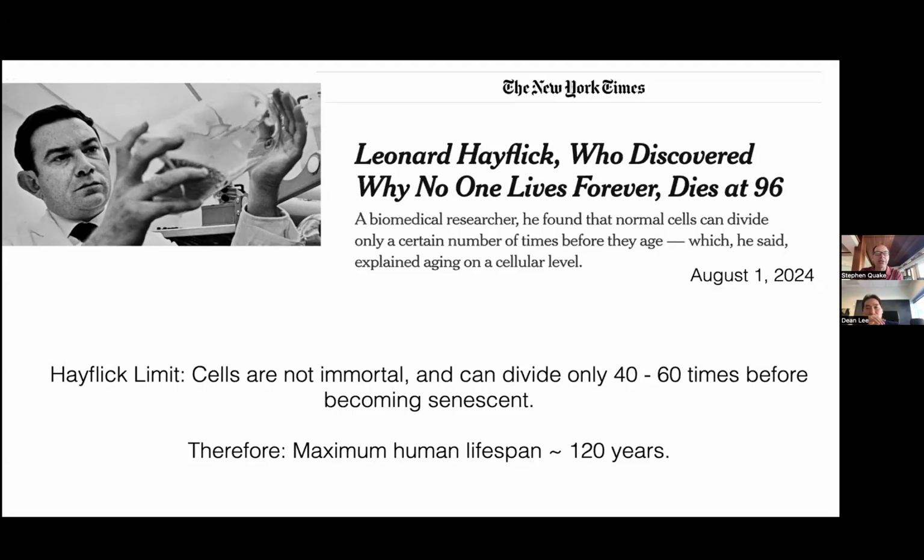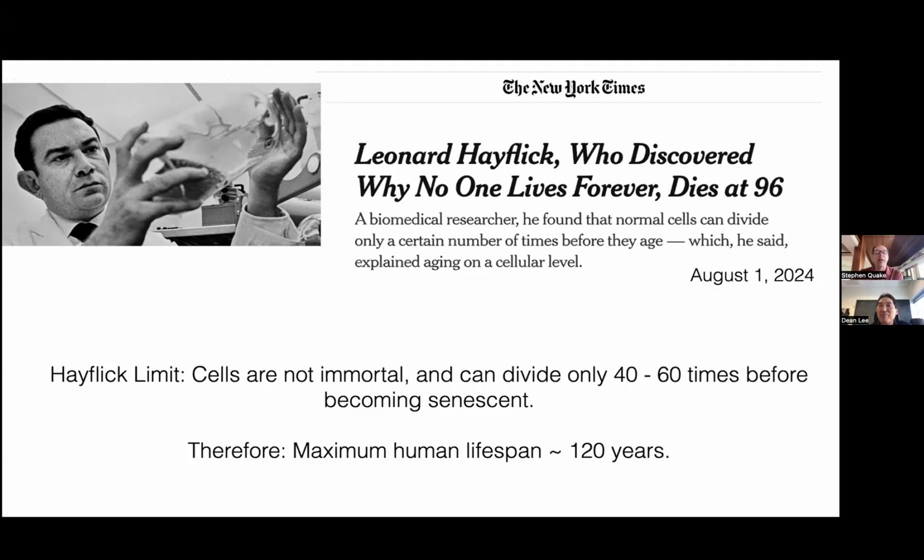And senescence is something that's now been very well studied. It's associated with aging. Many of the molecular details of it have been worked out. It's an area of intense interest. And we're going to talk about it in a moment.